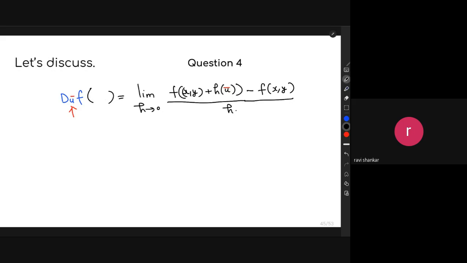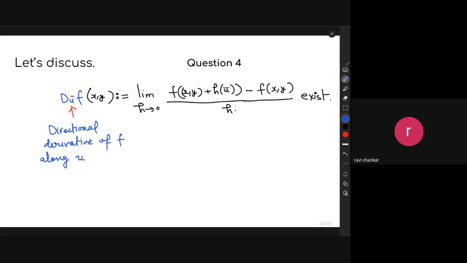Sorry, I made a mistake, this I am defining at any arbitrary point x comma y. And if this limit exists, we define it to be the directional derivative of f along u at x comma y.